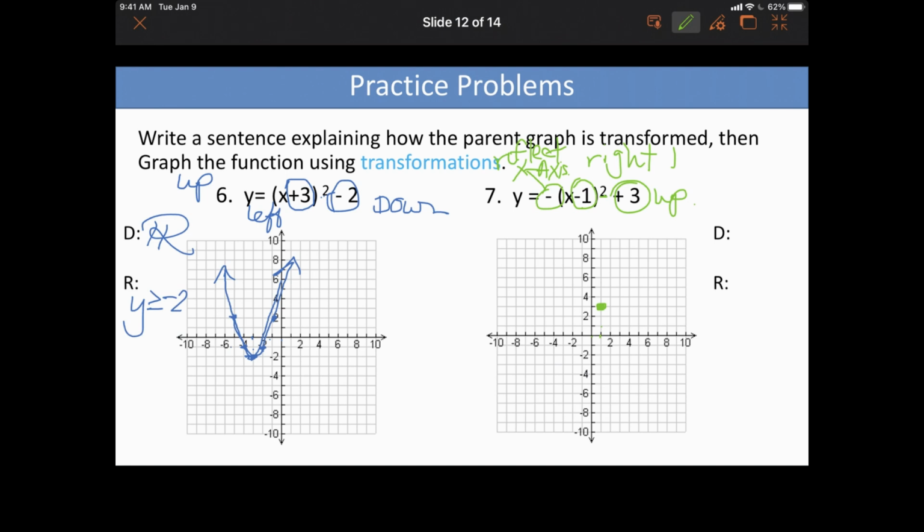Now I'm going down. So I'm going to go 1 to the right, but this time I'm going 1 down. You can go 2 to the right and then 4 down. 1, 2, 3, 4. You can do the same thing on the other side. Has to be symmetrical. And if you want to do the next point over, which is 3 to the right, 9 down, you can. All right, domain, all real numbers.